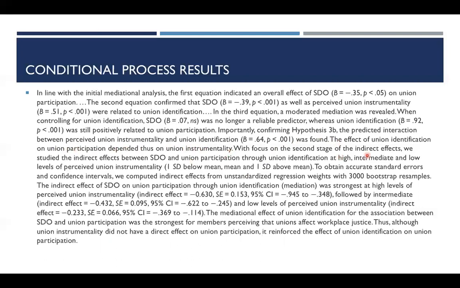So now to say that we're focusing on the second stage, so that means path B, and they studied the indirect effects between SDO and union participation through union identification at high, intermediate, and low levels of union instrumentality to obtain accurate standard errors. So this is where they do their bootstrapping. Okay, so now to explain what's going to happen is because we have an interaction, right?